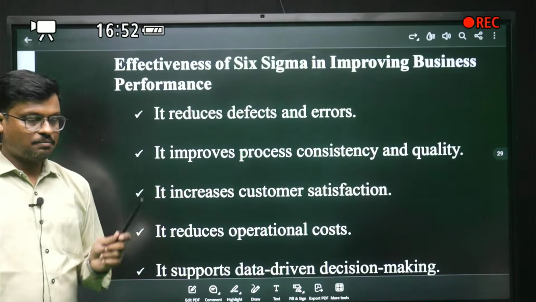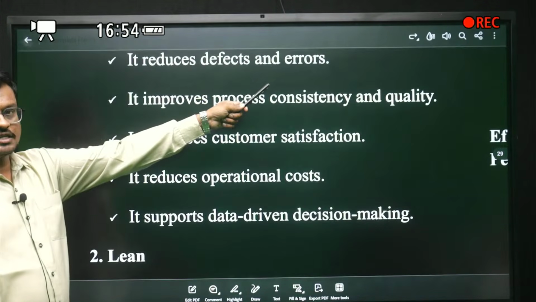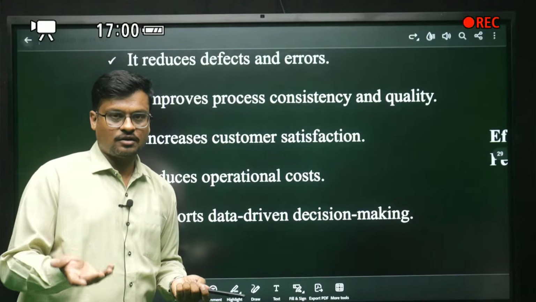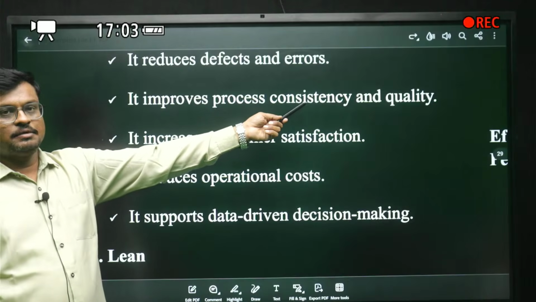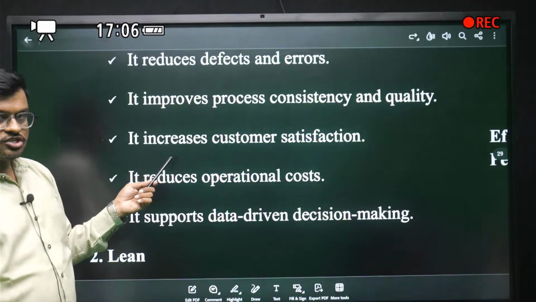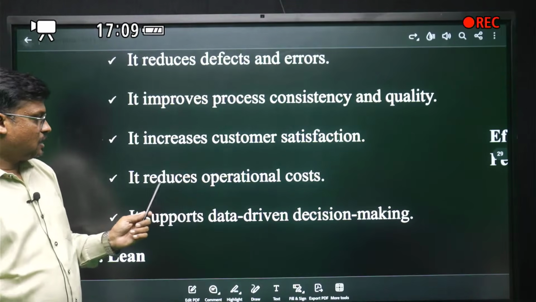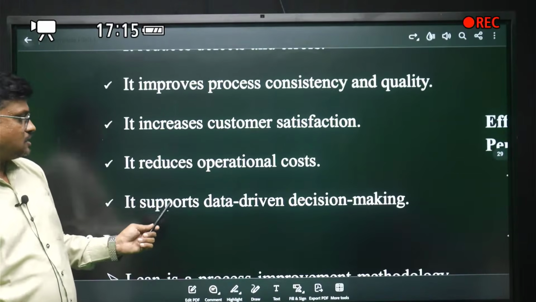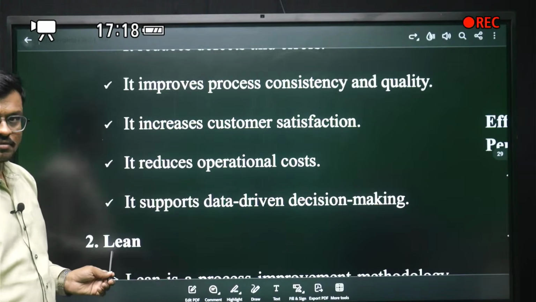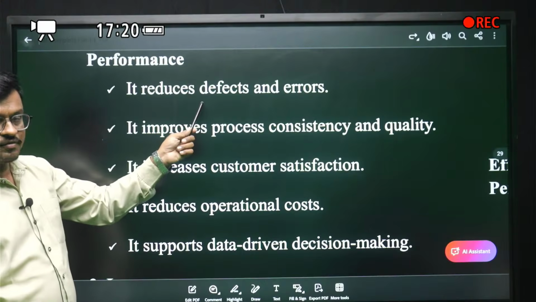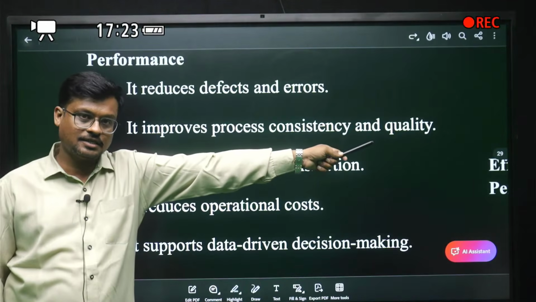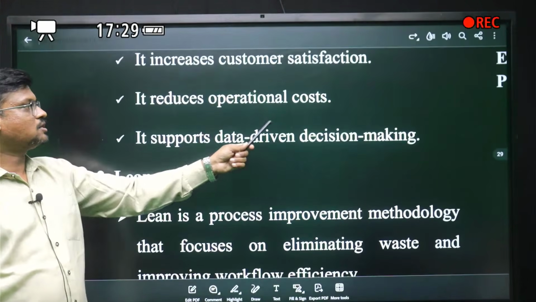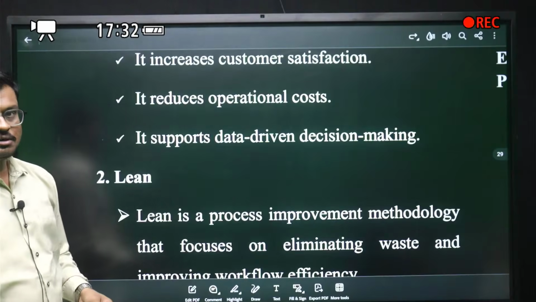The effectiveness of Six Sigma can be given in these points. It reduces the defects and errors, by which you will be able to achieve consistency and quality. Obviously, when there are no errors in your data, you have better quality of the data and better consistency. We will be able to make better decisions and it will satisfy the customers. It will reduce the operational cost. You need not go into the cyclic process. You need not repeat anything. It supports data-driven decision making. So what is Six Sigma doing? It reduces the defects and errors, by which consistency and quality are increased, which leads to customer satisfaction, and you need not repeat the cyclic process. So operational cost is reduced and you'll be able to make better decisions.